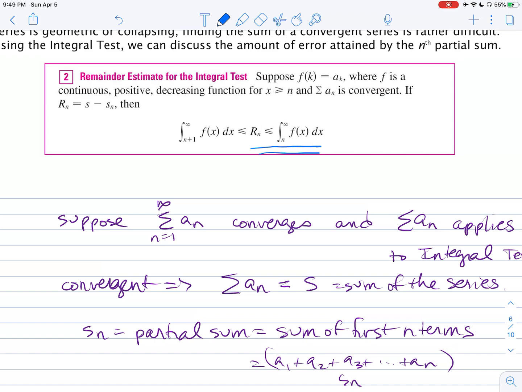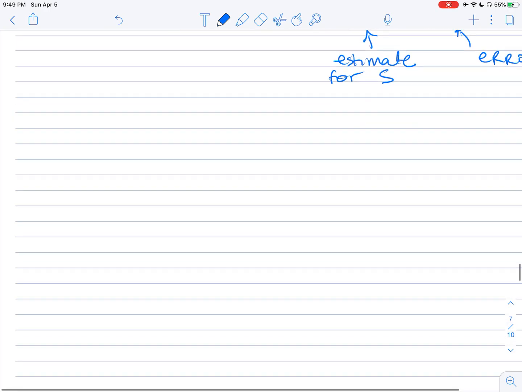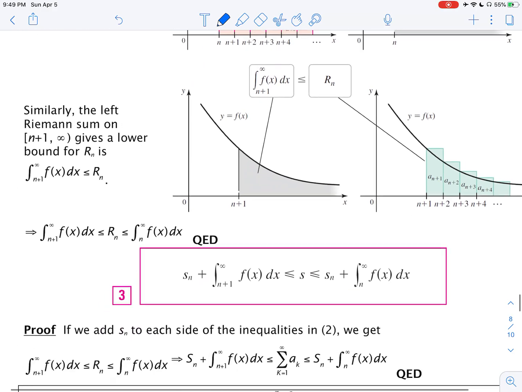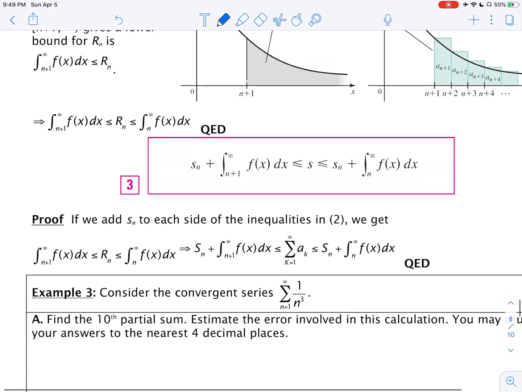Then if your R sub n equals the sum of your series minus the partial sum, then we have that your remainder is no more than the integral from n to infinity of f of x dx, and it's bigger than the integral from n plus 1 to infinity. So you actually have a range of how much you would be off by, which is kind of nice. So you can figure out how accurate you are. And this goes back to the area under the curve as we mentioned before.